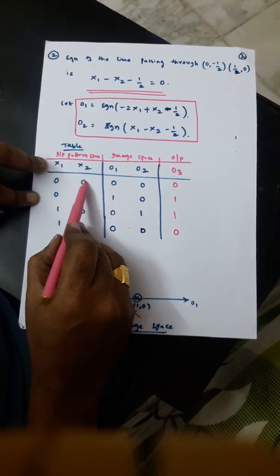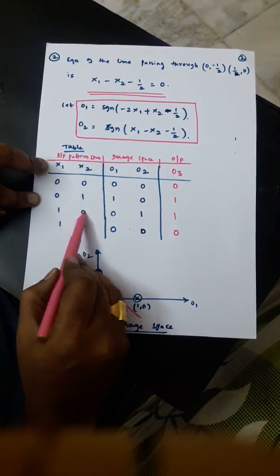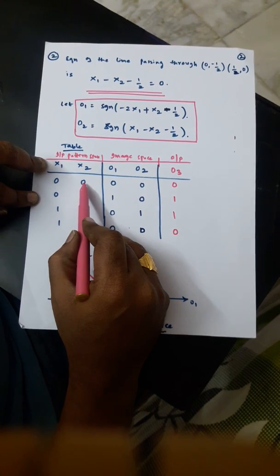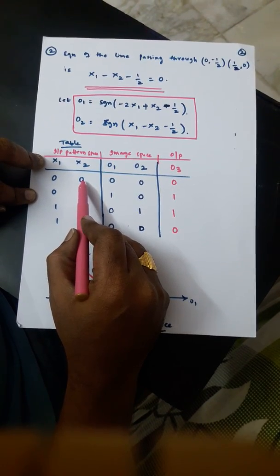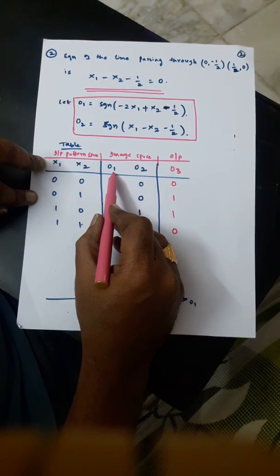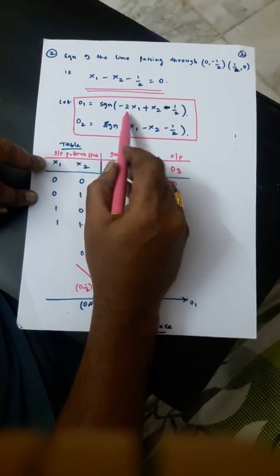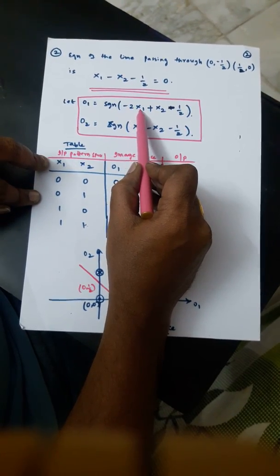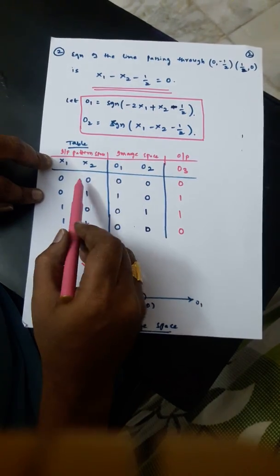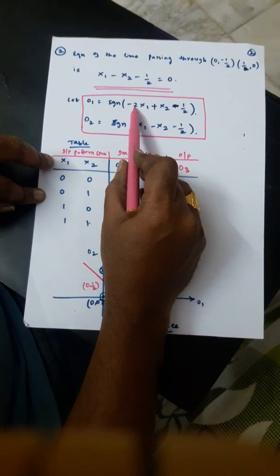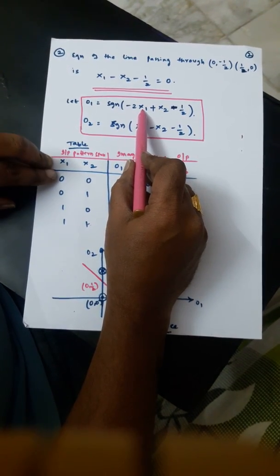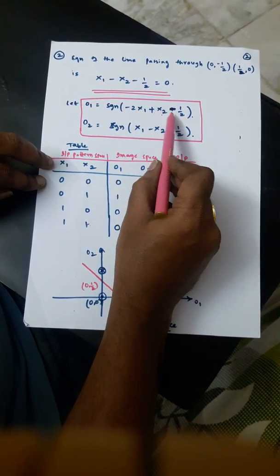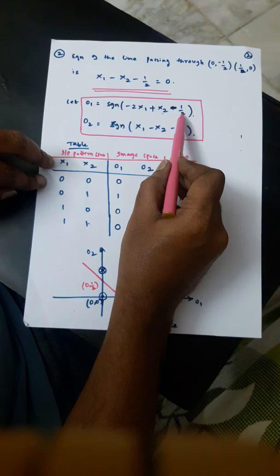So x1, x2 are the inputs: 0 0, 0 1, 1 0, 1 1. When x1, x2 are presented, what is O1? For 0 0 as the input, substitute in O1: minus 2 into x1, which is 0, plus 0 minus 1 by 2, signum of minus 1 by 2. What is signum of minus 1 by 2?